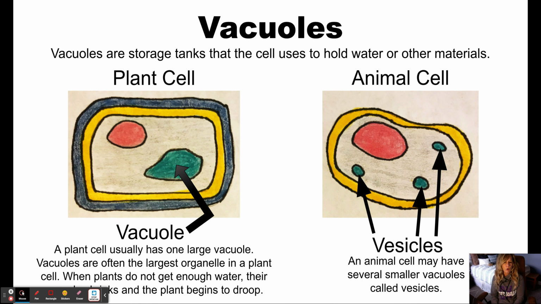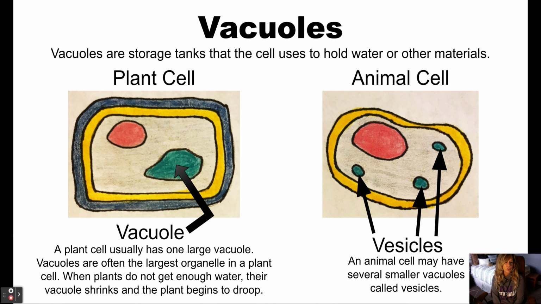All cells, both plant and animal cells, also have what are called vacuoles. Vacuoles are storage tanks that the cell uses to hold water and other materials. A plant cell usually has one large vacuole. Vacuoles are often the largest organelle in a plant cell. When plants do not get enough water, their vacuoles shrink and the plants begin to droop.